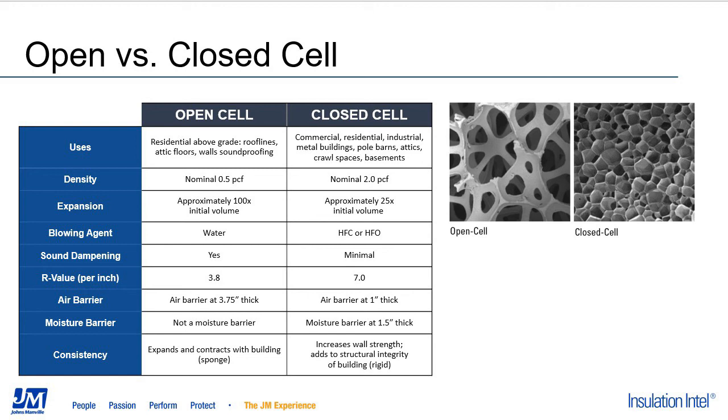Open cell has some sound dampening properties, and it can be an air barrier. Open cell does have a lower R value than closed cell at R 3.8 per inch, and it cannot be used as a moisture barrier. On the other hand, closed cell uses a physical blowing agent with a high R value per inch, R 7 per inch, and is an air and vapor barrier. Additionally, because closed cell foam is very rigid and very strong, it can add to the structural integrity of a building.